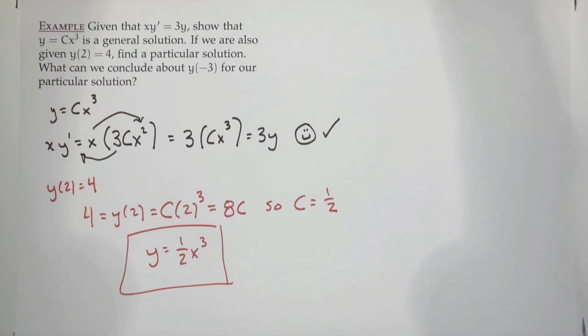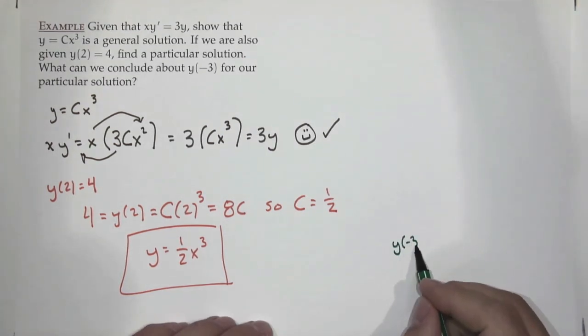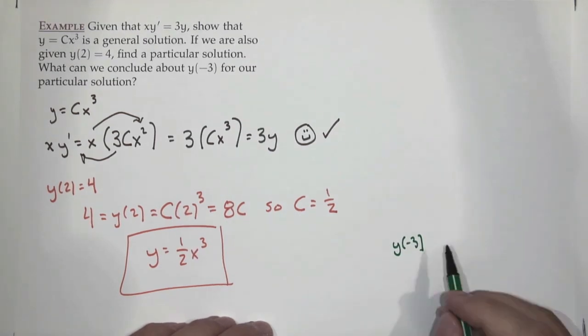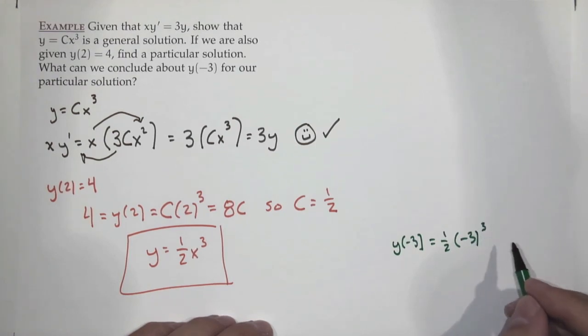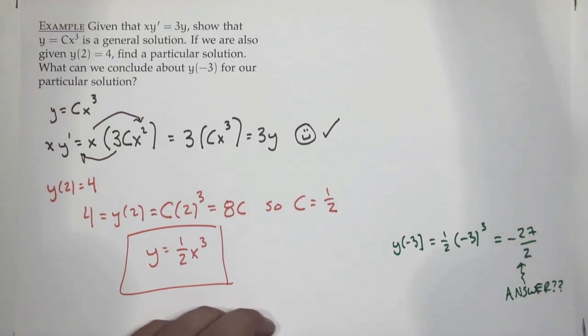So, if I want to know about y of -3, what should we do? Plug it in. Yeah, we should plug it in, right? So it's 1/2 times -3 cubed. Anybody know what -3 cubed is off the top of their head? Oh, good. Oh, you like cubes. Okay, good to know. All right, so now the question. Is this the answer?